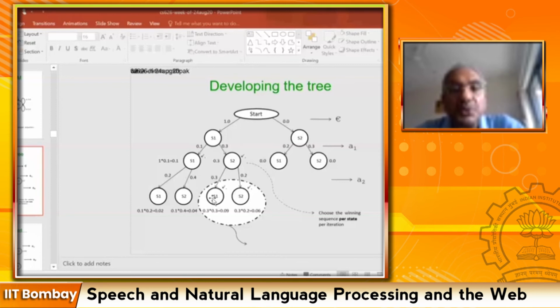So you have things like add one smoothing. Then there are quite a few techniques. Add one smoothing is one of them. There are quite a few well-known techniques which are used for smoothing. Now, what is the intuitive idea is the following.